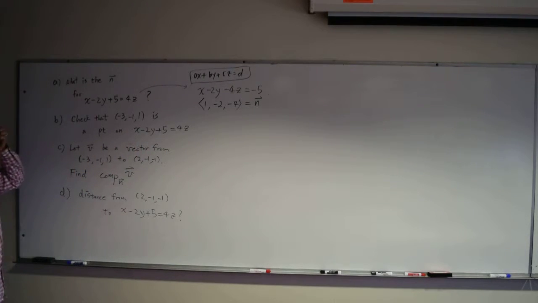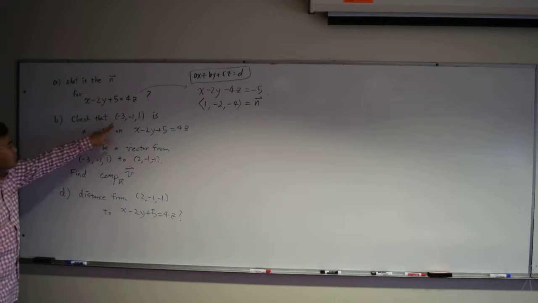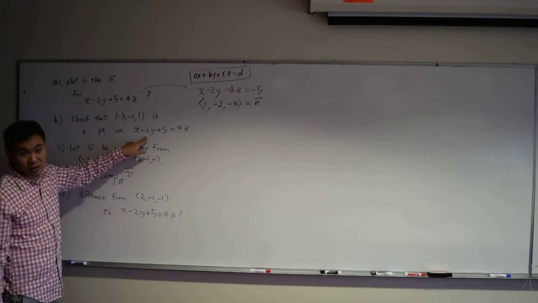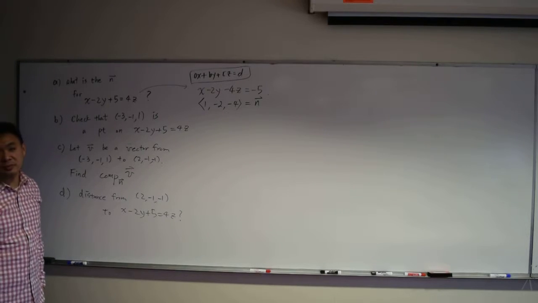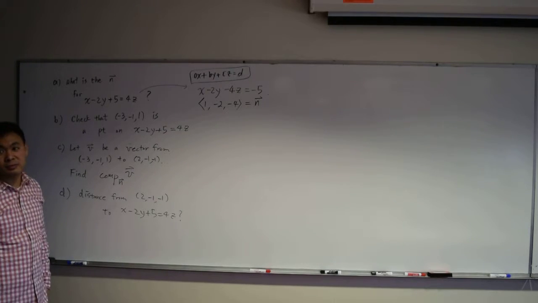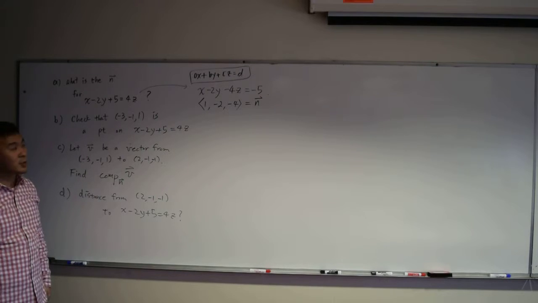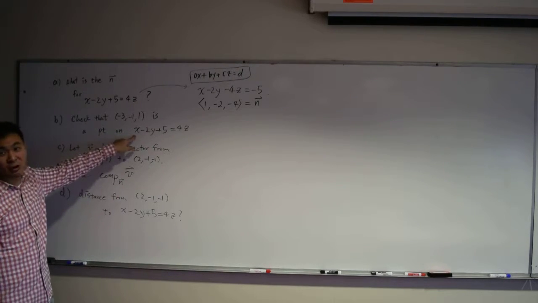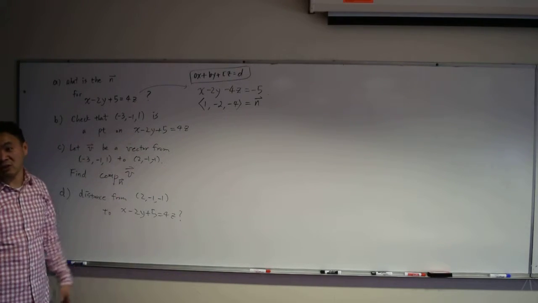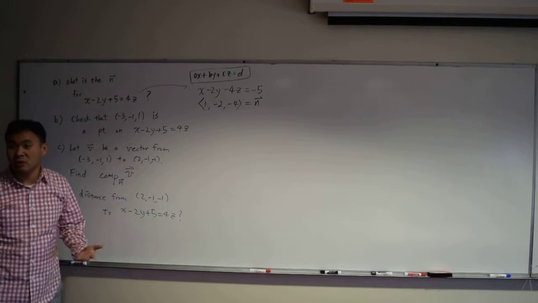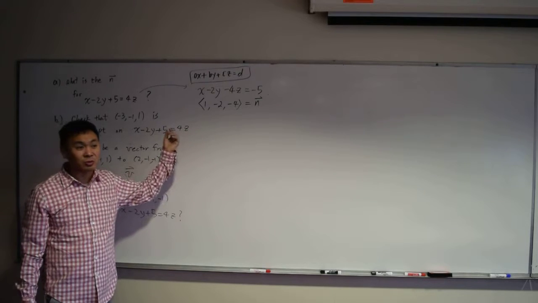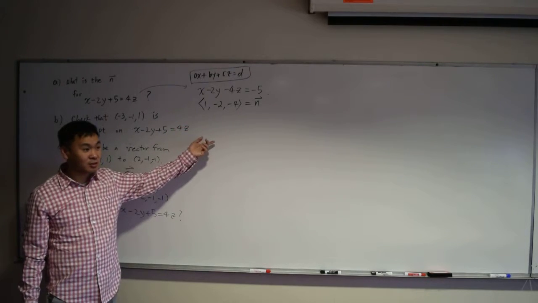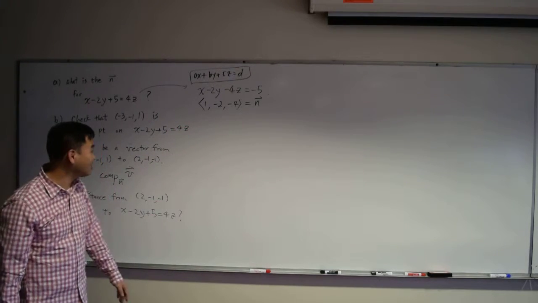Okay. All right, then, how do you check that a certain point is on the plane given? How do you know that this is on the plane, or how do you know that this is not on the plane? How do you check that? Plug it in. If the equal sign holds, that means it's on the plane. If the equal sign does not hold, then it's not on the plane. Right? That's what it means.